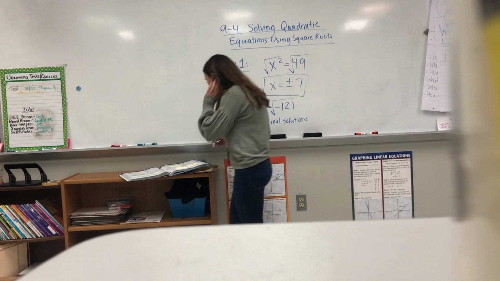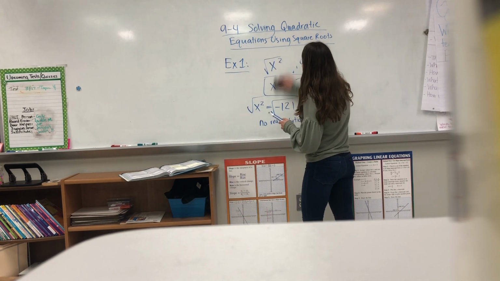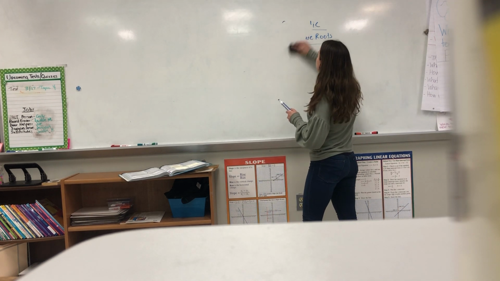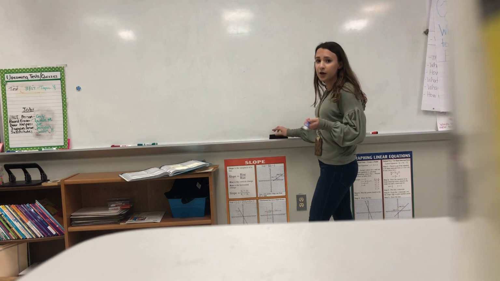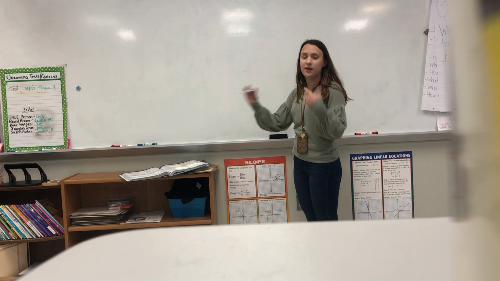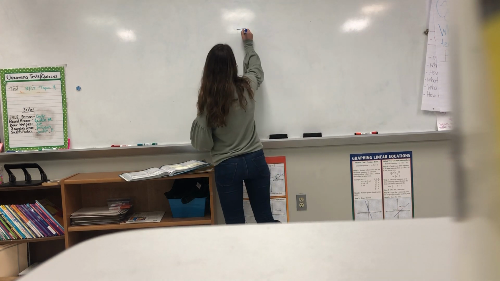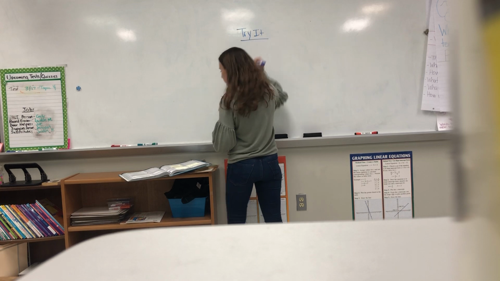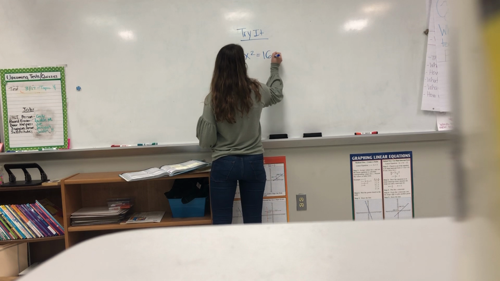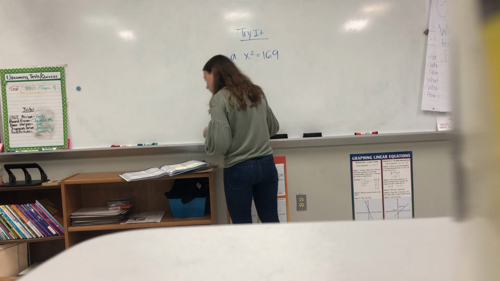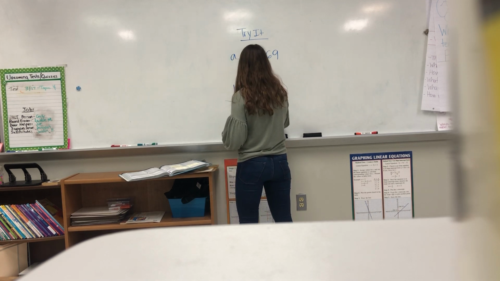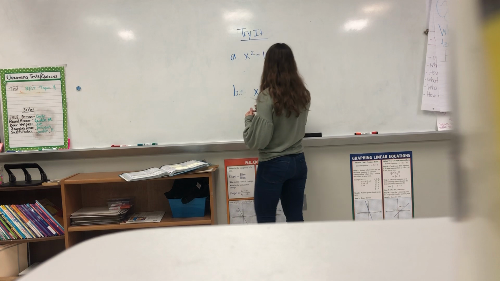All right, you're going to do 2 triads. Now when you do these triads, I'd like you to pause the video, do them yourself first, and then play it and make sure you got the right answer. Okay, so try it. A is x squared equals 169, and B is x squared equals negative 16.